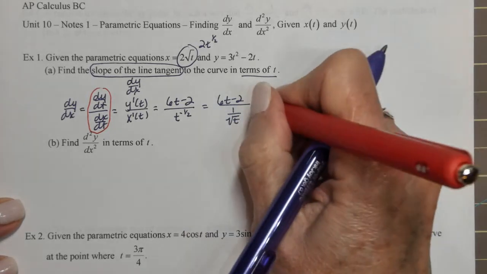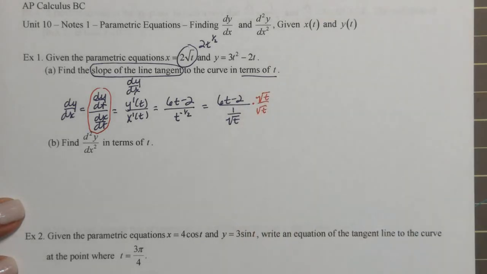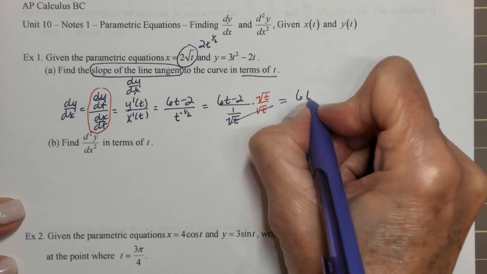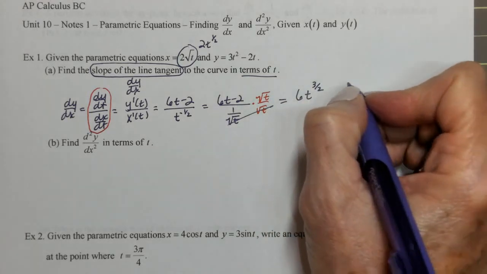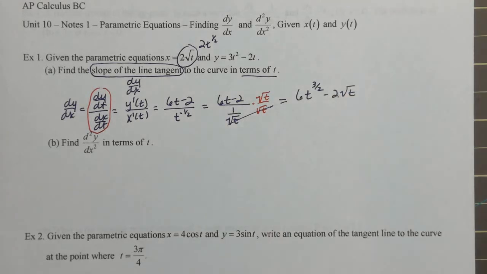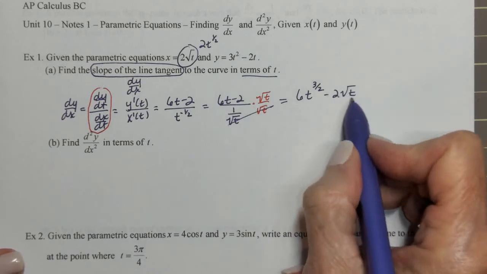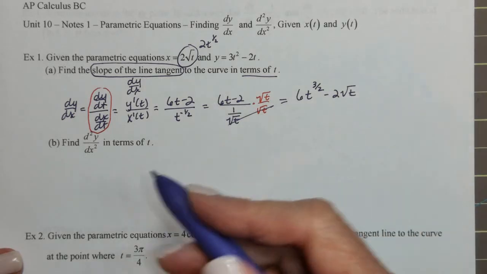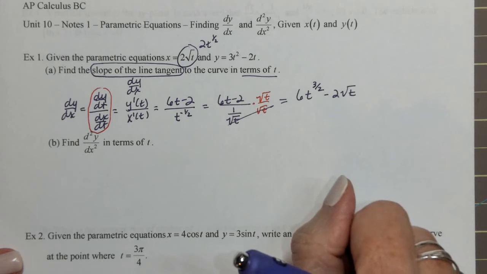I'm going to multiply top and bottom by the square root of t, which is the same thing as multiplying by that reciprocal on the bottom. And we get 6t to the 3/2, add your powers, we're multiplying t's together, minus 2 square root of t. Okay, could also write that as t to the 1/2, that's fine too. So that is dy/dx. We can find the slope at any time t using this formula.